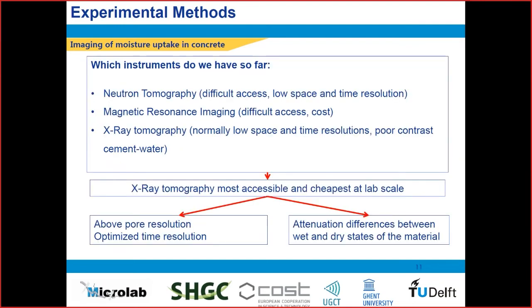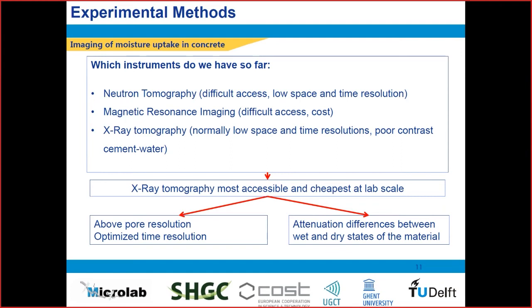Regarding the state of the art in imaging such a problem, we can list neutron tomography. This is quite nice because you can see a good contrast between water and solid matrix. But alas, it is very difficult to access. You have to ask for beam time, and you have to have a sharp, bulletproof methodology, because if you fail, you have to ask for beam time again, and this is not easy. The other problem is that you typically don't get a high space and time resolution, which is not nice for our problem. Then you have MRI, magnetic resonance imaging, which is even more difficult to access.